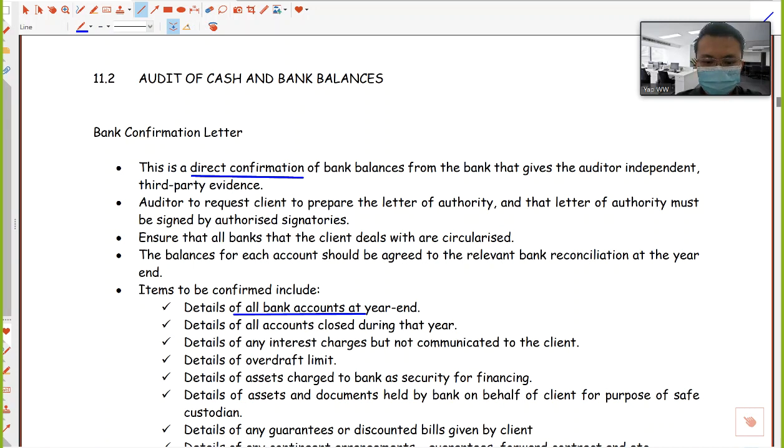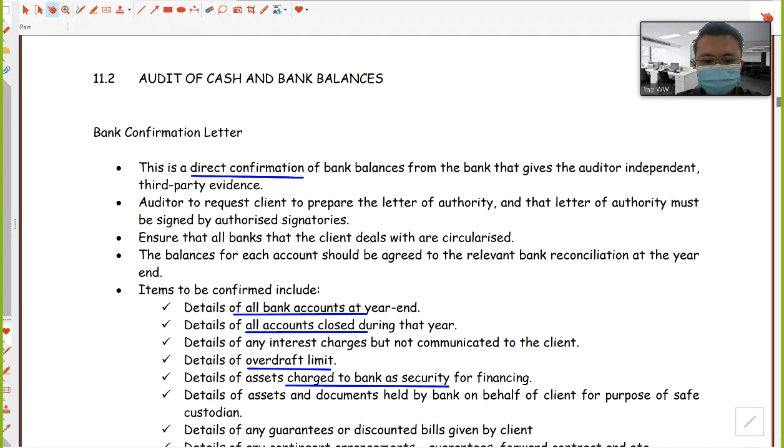And what are the accounts that the bank has with your entity? And has any account been closed during the year? Okay, details of the interest charges and overdraft limit. So auditors will need to know if the client is using some overdraft facility, what is the limit for the overdraft? And assets charged to the bank as security.